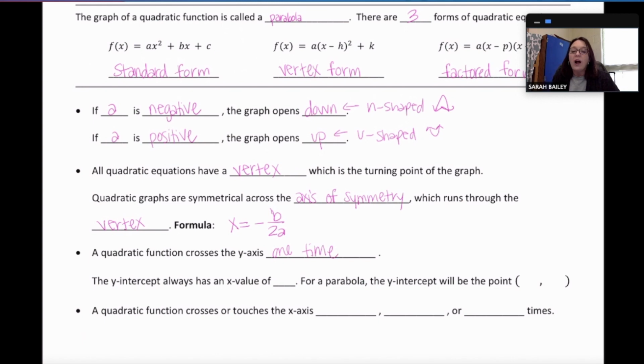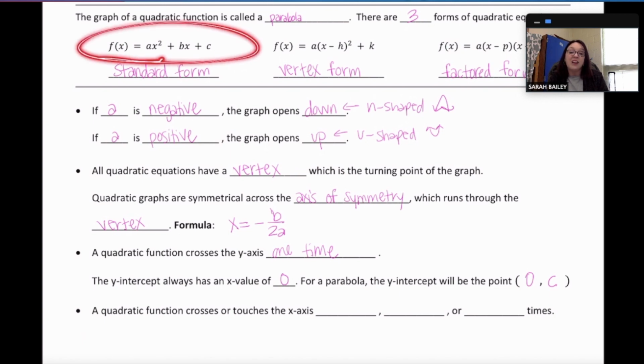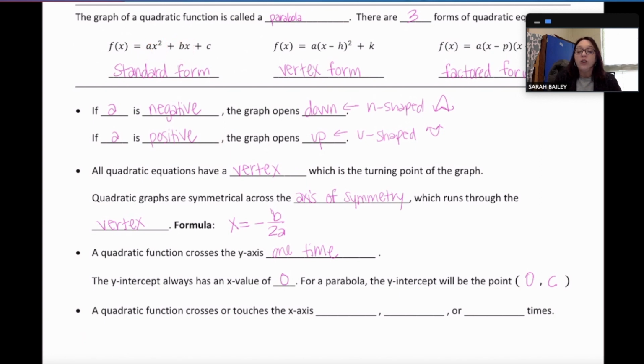The y-intercept, remember, that's the point where the line crosses the y-axis, always has an x value of 0, because the y-intercept is the point on the y-axis. For a parabola, the y-intercept is always going to be the point (0, c). If the equation is written in standard form, we can see that really easily, because when you plug a 0 in for x, these terms cancel, leaving you with just c.